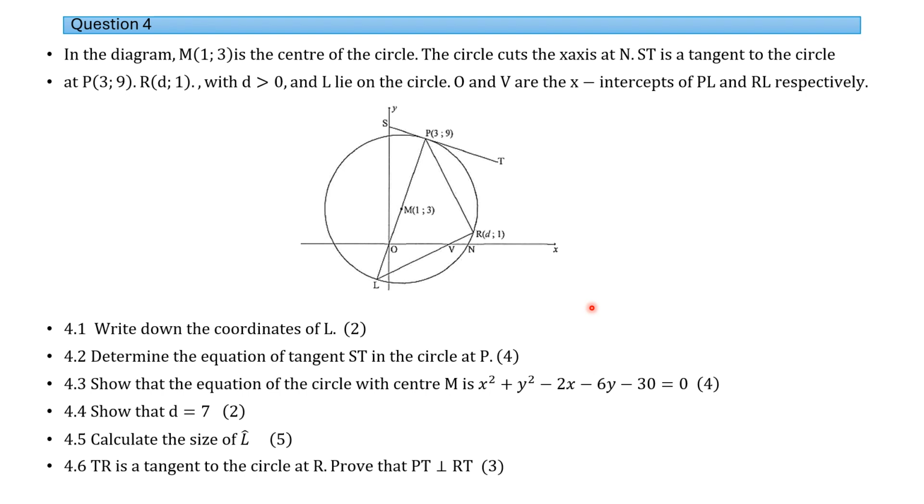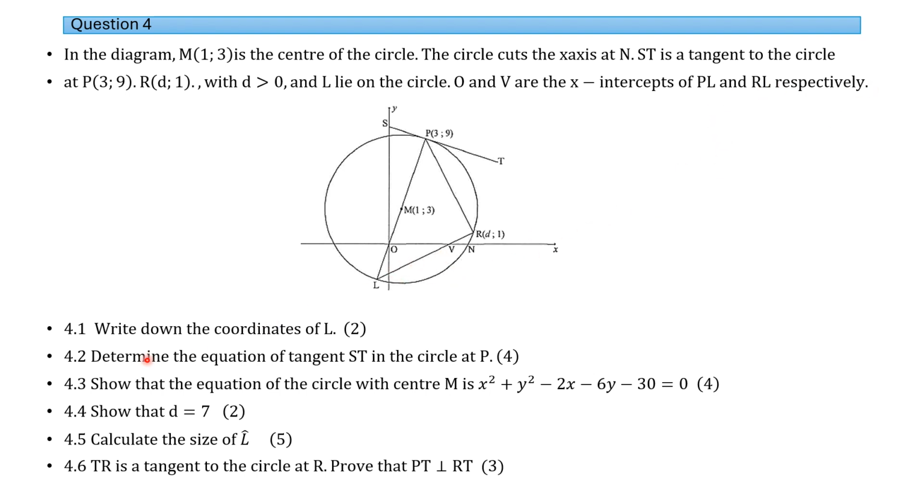In the diagram, M (1, 3) is the center of the circle, so there's the center. The circle cuts the x-axis at N, so there. ST is a tangent to the circle at P (3, 9), and R (d, 1) with d greater than 0 and L lie on the circle. L lies on the circle, and O and V are the x-intercepts of PL and RL respectively.